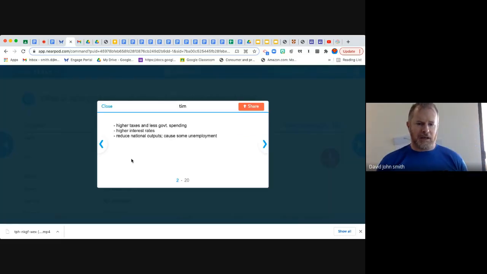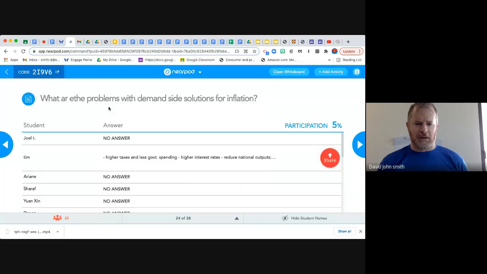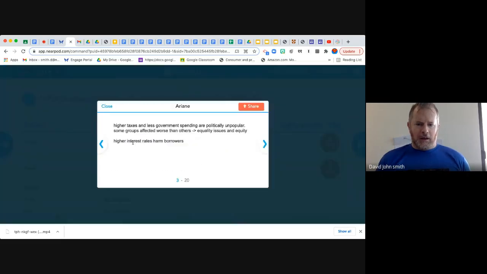All right, so let's see here. Higher taxes, less government spending, higher interest rates, reducing national output. Yes, okay, good. Causing some unemployment, well done. Politically unpopular, that's a good point. All right, groups affected worse than others, equality issues, equity, yes, well done. Yep, absolutely, yes. And the unemployment can be a real problem.